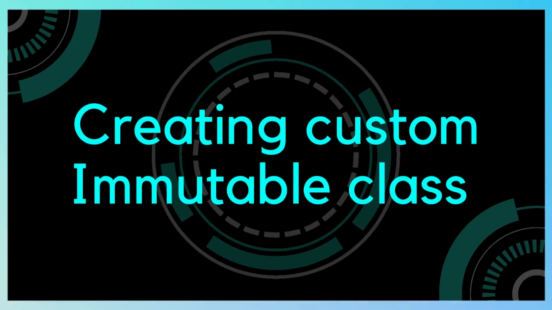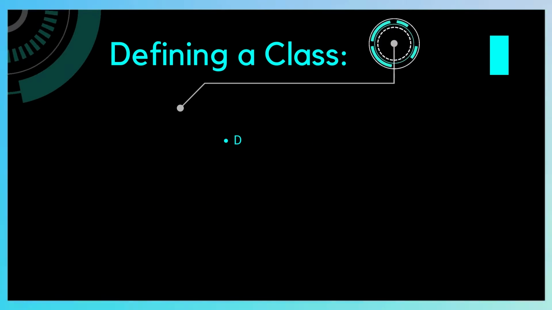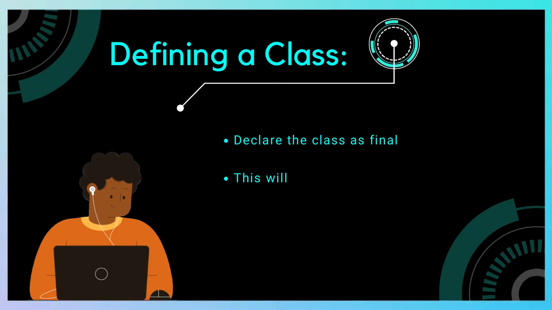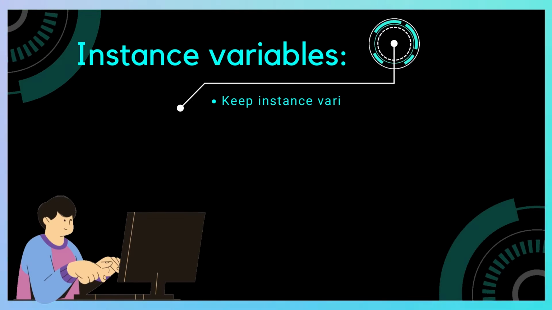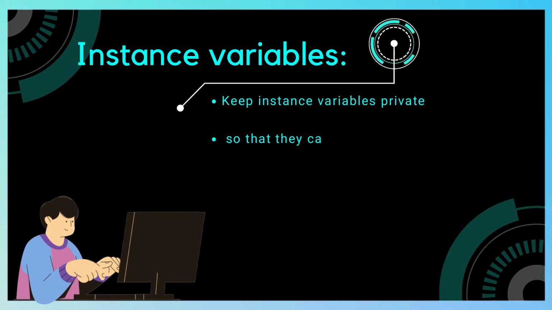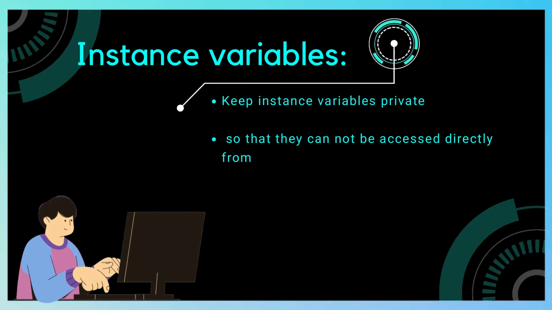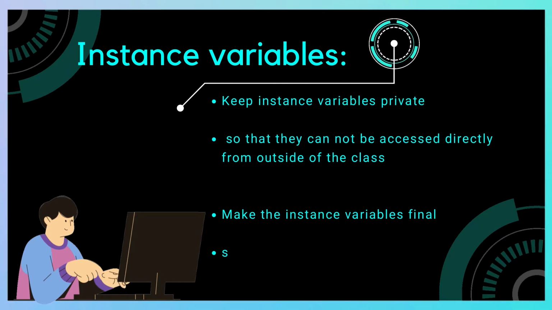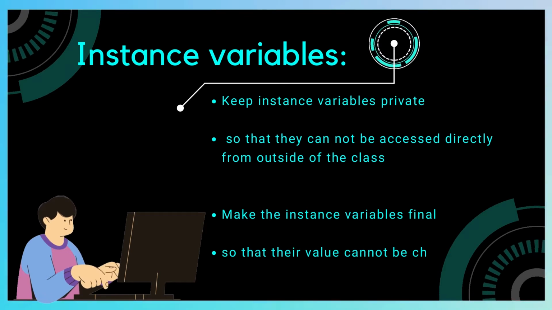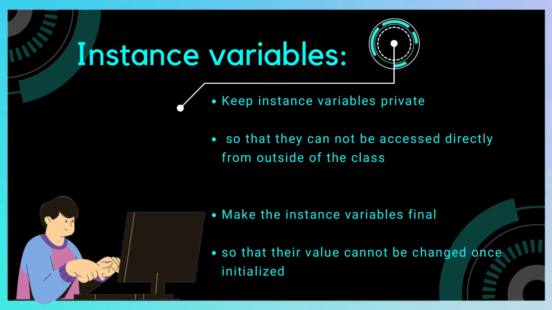Creating a custom, immutable class. Class: declare the class final. This will ensure that class cannot be extended. Instance variables: keep instance variables private, so that they cannot be accessed directly from outside of the class. Make the instance variables final, so that their value cannot be changed once initialized.